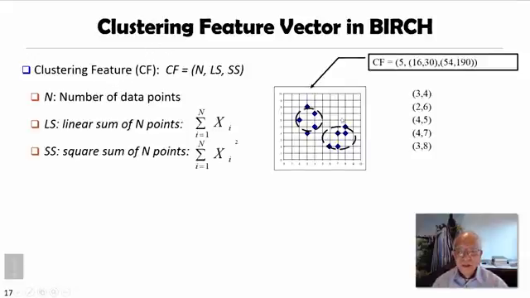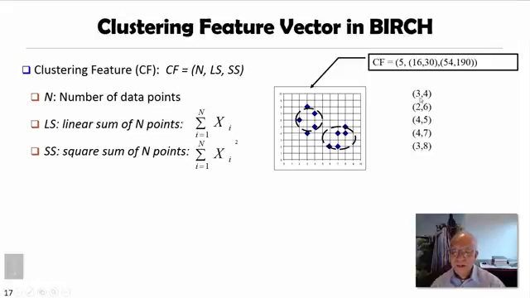The clustering feature we first introduce is the CF vector in BIRCH. Suppose you have these 5 points in one cluster, and these are their positions. Then the CF vector contains 3 components. One is the number of data points. The second is the linear sum of the points in the cluster. The third is the square sum of the points.